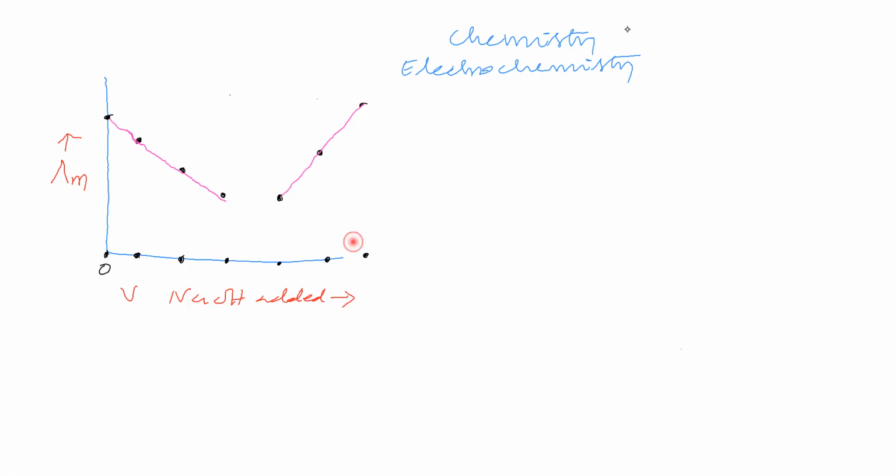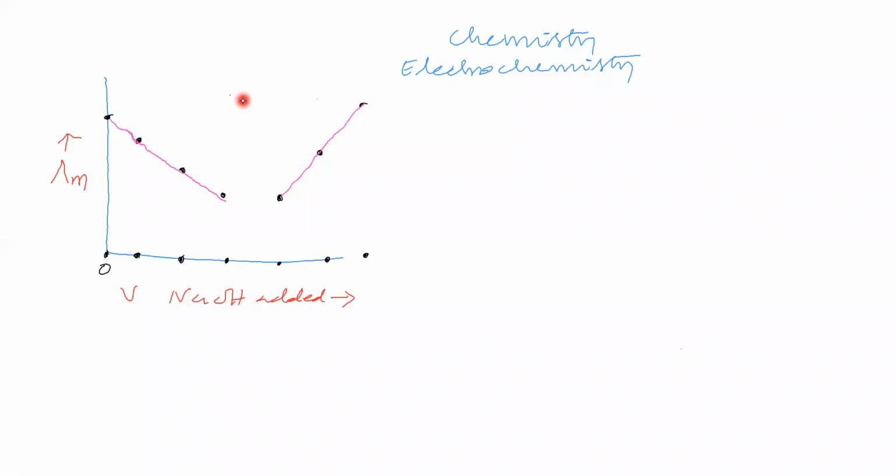This is for what titration? Strong acid versus strong base titration. What is the strong acid? HCl. What is the strong base? NaOH. Which are you taking in the burette? Sodium hydroxide solution. Which in the flask? HCl solution. What are you measuring using the conductivity cell? From the conductivity cell we are getting molar conductivity. On adding sodium hydroxide solution continuously, initially lambda m goes on decreasing, then onwards it goes on increasing. Like this we got the graph.